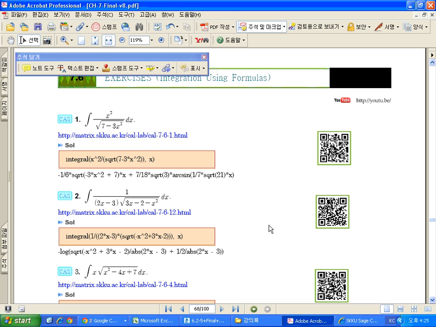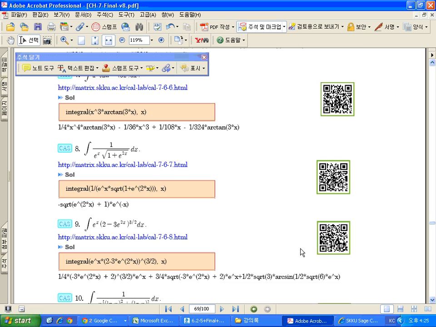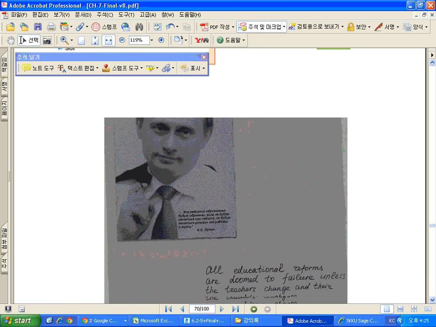There are plenty of exercise problems for section 7.6 here, so you can try.